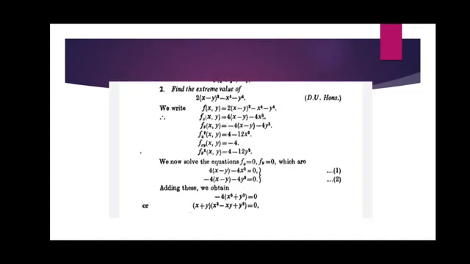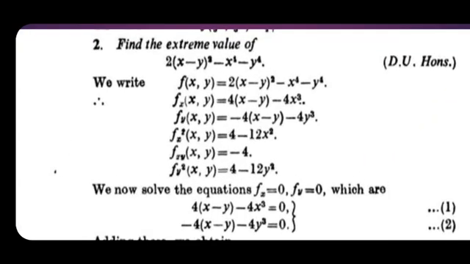Now we see one more problem here. The question is, find the extreme value of 2 into x minus y whole square minus x power 4 minus y power 4. Here the given function is in terms of x comma y. So we write f of x comma y is equal to 2 into x minus y whole square minus x power 4 minus y power 4.